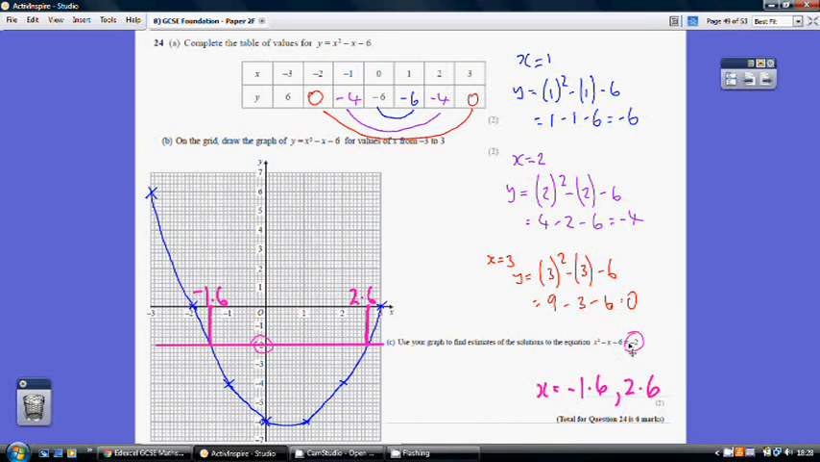Now for part C, use your graph to find estimates of the solution to the equation x squared minus x minus 6 equaling minus 2. Now the left hand side of course is the graph that we've drawn, but we've got to have it where y is equaling minus 2. So we draw a horizontal line along at minus 2 and take readings where this line crosses the curve. So my values are minus 1.6 and 2.6. You didn't have to get exactly these. There is a small amount of flexibility in the mark scheme.